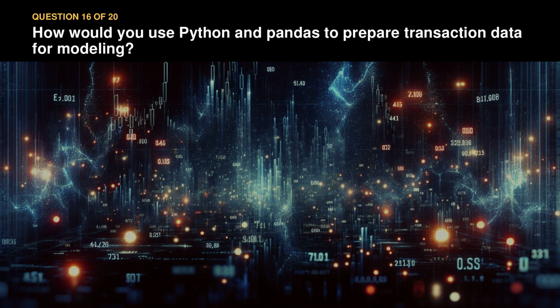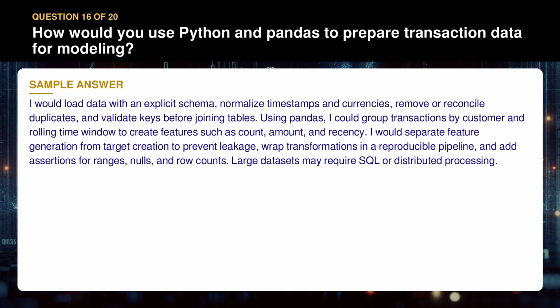Question 16. How would you use Python and pandas to prepare transaction data for modeling? I would load data with an explicit schema, normalize timestamps and currencies, remove or reconcile duplicates, and validate keys before joining tables. Using pandas, I could group transactions by customer and rolling time window to create features such as count, amount, and recency. I would separate feature generation from target creation to prevent leakage, wrap transformations in a reproducible pipeline, and add assertions for ranges, nulls, and row counts.